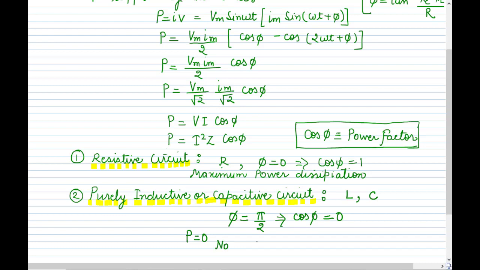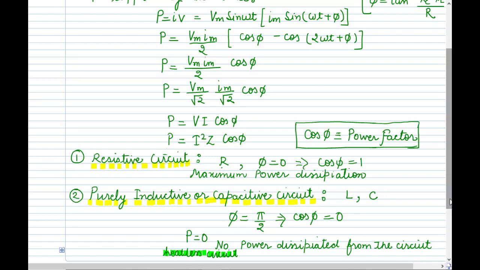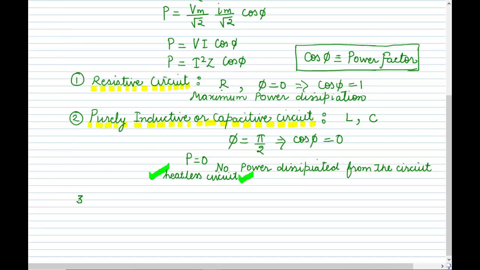So no power is dissipated from the circuit, although the current is flowing in the circuit. So this circuit is called a heatless circuit because no power is dissipated in the form of heat. So which circuit is a heatless circuit? Whenever you are having a purely capacitive or purely inductive circuit, then it is a heatless circuit. So we have considered if we have only a pure resistor, or only a pure inductor, or pure capacitor in the alternating current voltage circuit.